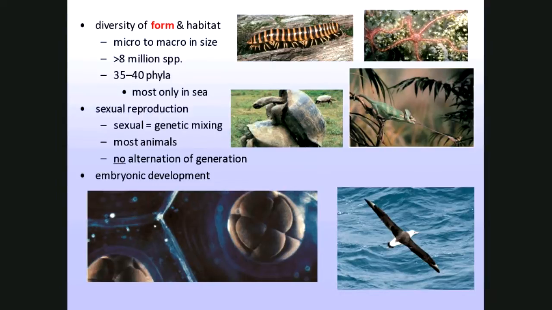So there's over 8 million species, 35 to 40 phyla of animals, pretty diverse. Many of the phyla only found in the ocean. For example, these guys: brittle stars, sea stars, sand dollars. Sea biscuits, sea urchins, right? You guys are familiar with all those, right? Only found in the ocean. No terrestrial forms.